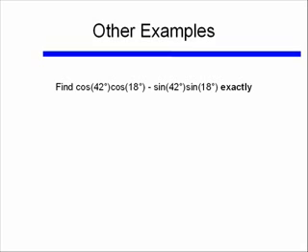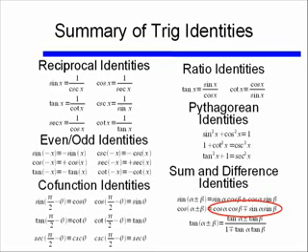You could also be given a question like this, which looks pretty complicated at first glance. Finding cosine of 42 degrees, cosine of 18 degrees, minus sine of 42 degrees, sine of 18 degrees exactly doesn't seem possible since we don't know cosine or sine of 42 degrees and 18 degrees. This is when we're going to have to use our sum and difference identities backwards. If we go back to our summary of trig identities, you see that what we have looks an awful lot like the right-hand side of our cosine of alpha plus or minus beta.